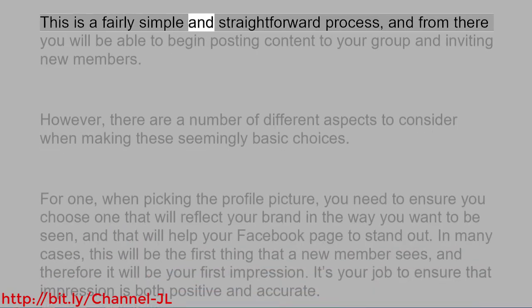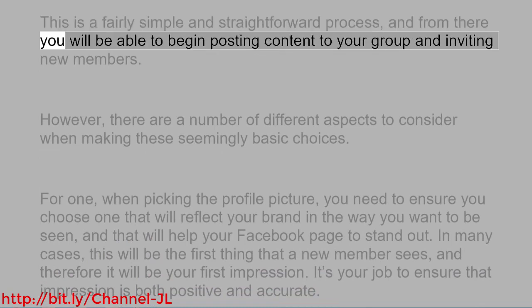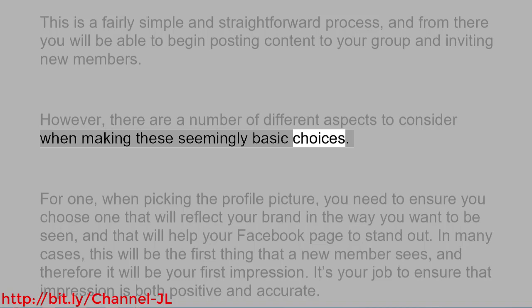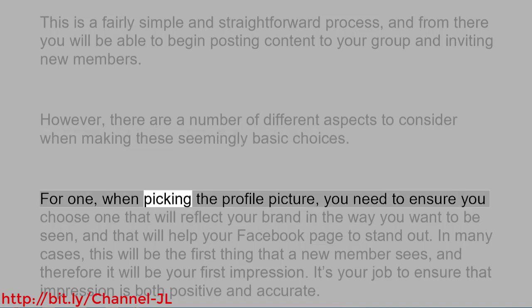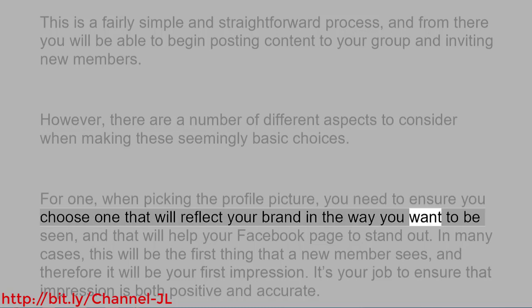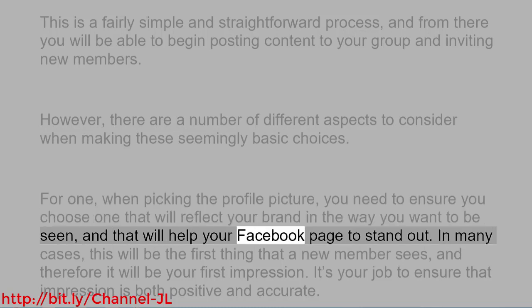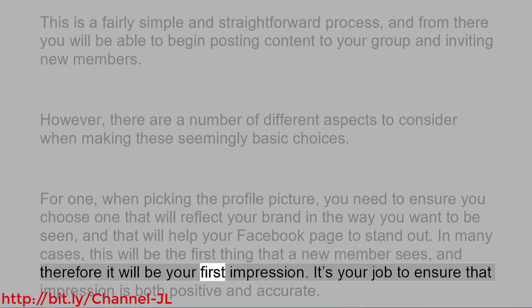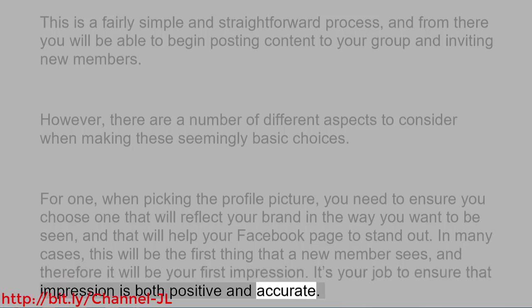This is a fairly simple and straightforward process, and from there you will be able to begin posting content to your group and inviting new members. However, there are a number of different aspects to consider when making these seemingly basic choices. For one, when picking the profile picture, you need to ensure you choose one that will reflect your brand in the way you want to be seen, and that will help your Facebook page to stand out. In many cases, this will be the first thing that a new member sees, and therefore it will be your first impression. It's your job to ensure that impression is both positive and accurate.